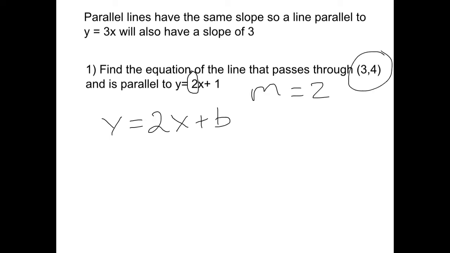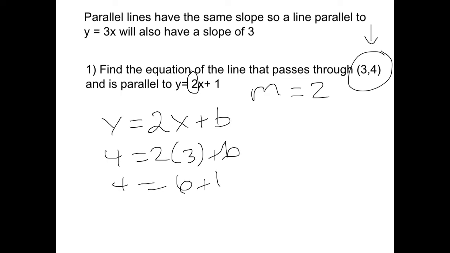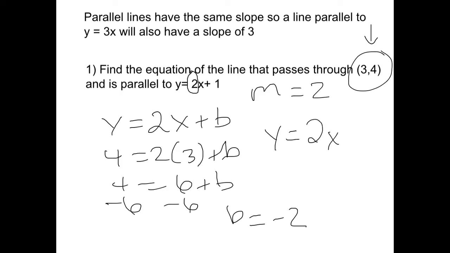and we only have one point to pick from in this case, so that's our default. We substitute 4 in for y because that's our y value in that ordered pair, and 3 in for x, and we solve for b. So we get 4 = 6 + b. When we subtract 6, we get b = -2. So when we substitute the 2 in for m and the -2 in for b, we get the equation of the line that's parallel to y = 2x + 1 and goes through the point (3, 4).